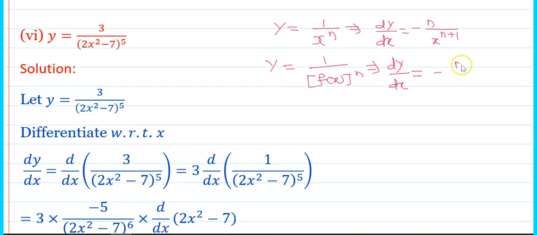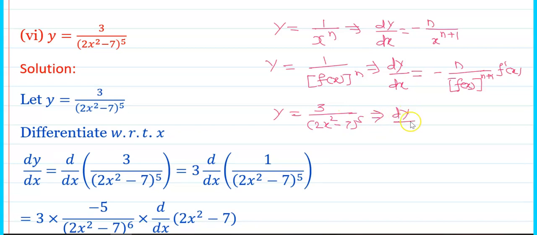It's minus n upon f of x raised to n plus 1 into the derivative of f of x, which is f dash of x. Suppose that now we have this type of example: y equals 3 upon 2x square minus 7 raised to 5. Then what about its derivative?